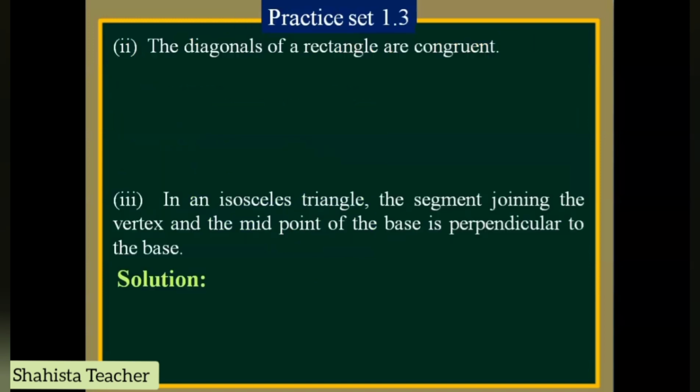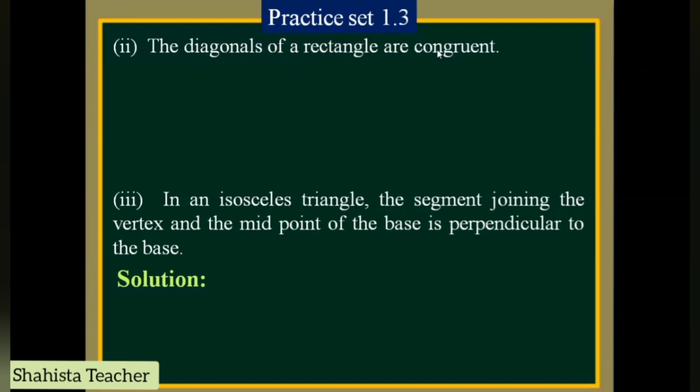Let's see sub question 2. Here the diagonals of a rectangle are congruent. Again, a rectangle is also a part of a quadrilateral. As I told you before, whenever there are four sides and four angles, the shape is known as a quadrilateral. So a rectangle is also a part of a quadrilateral. So the diagonals of a rectangle are congruent.